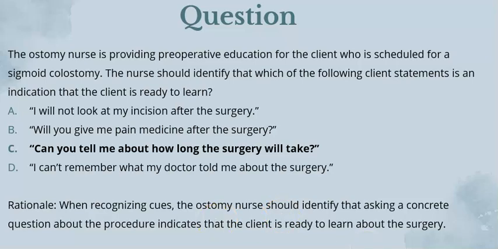The rationale for this is that when recognizing cues, the ostomy nurse should identify that asking a concrete question about the procedure indicates that the client is ready to learn. If you look at option B, they're just concerned about their pain medicine. Am I going to be hurt? Am I going to be in pain? So that's where their focus is. And A and D mean that they were not ready for you to provide any education. Their mind was somewhere else. They were thinking about what they were going to post on Facebook or thinking about a situation at home. And with A, they obviously were not listening at all, because we know that any kind of education that was provided would not have led to, I will not look at my incision.